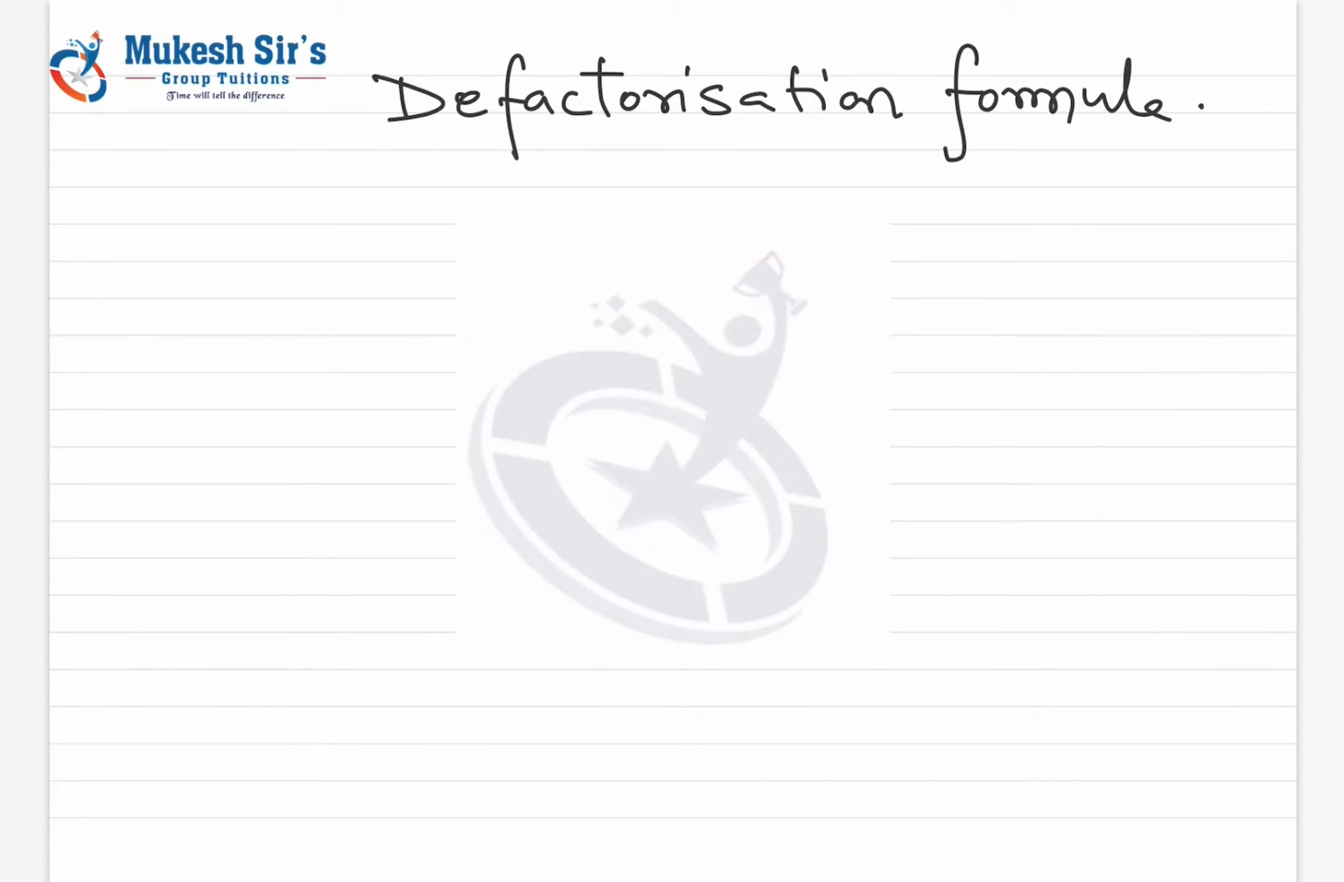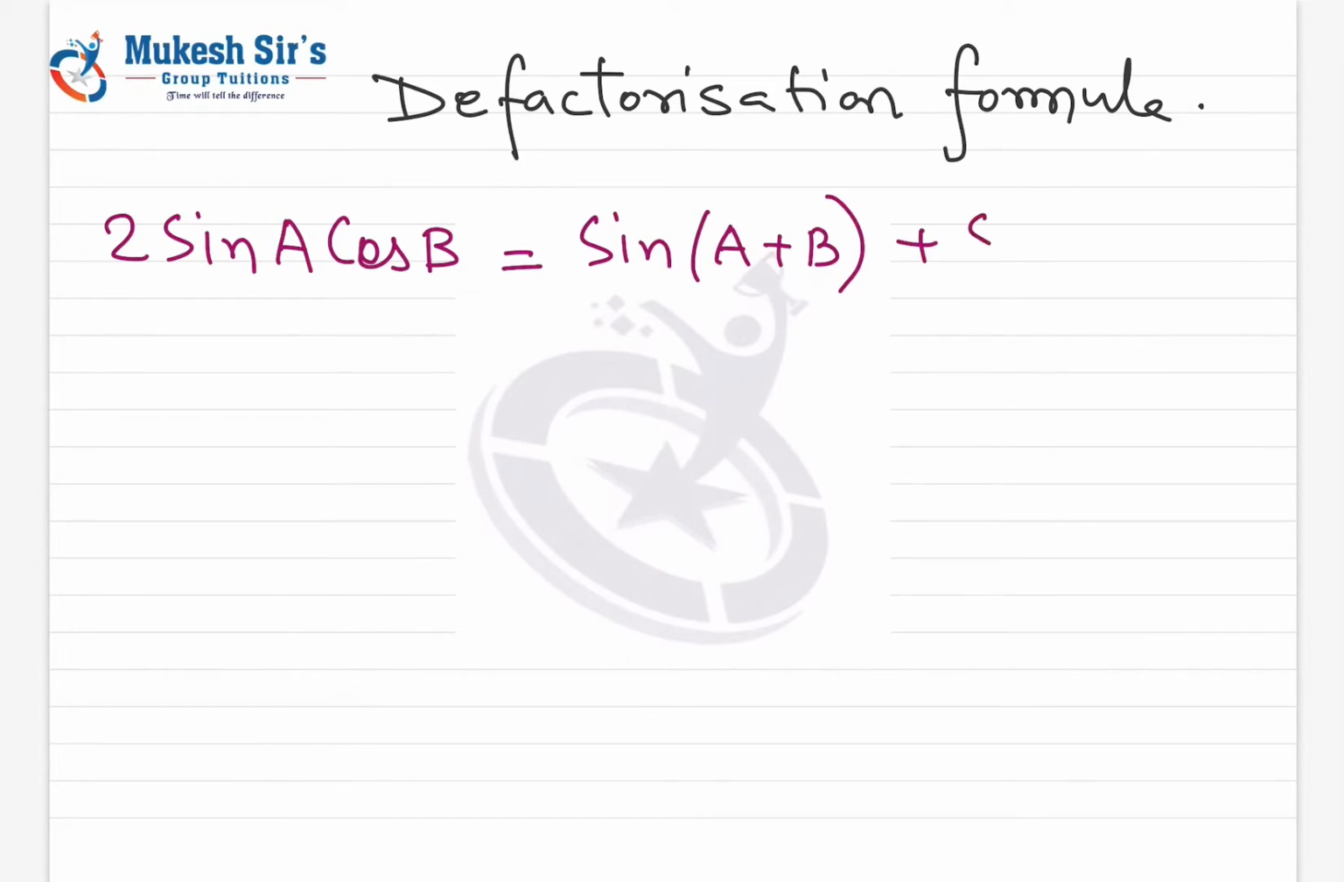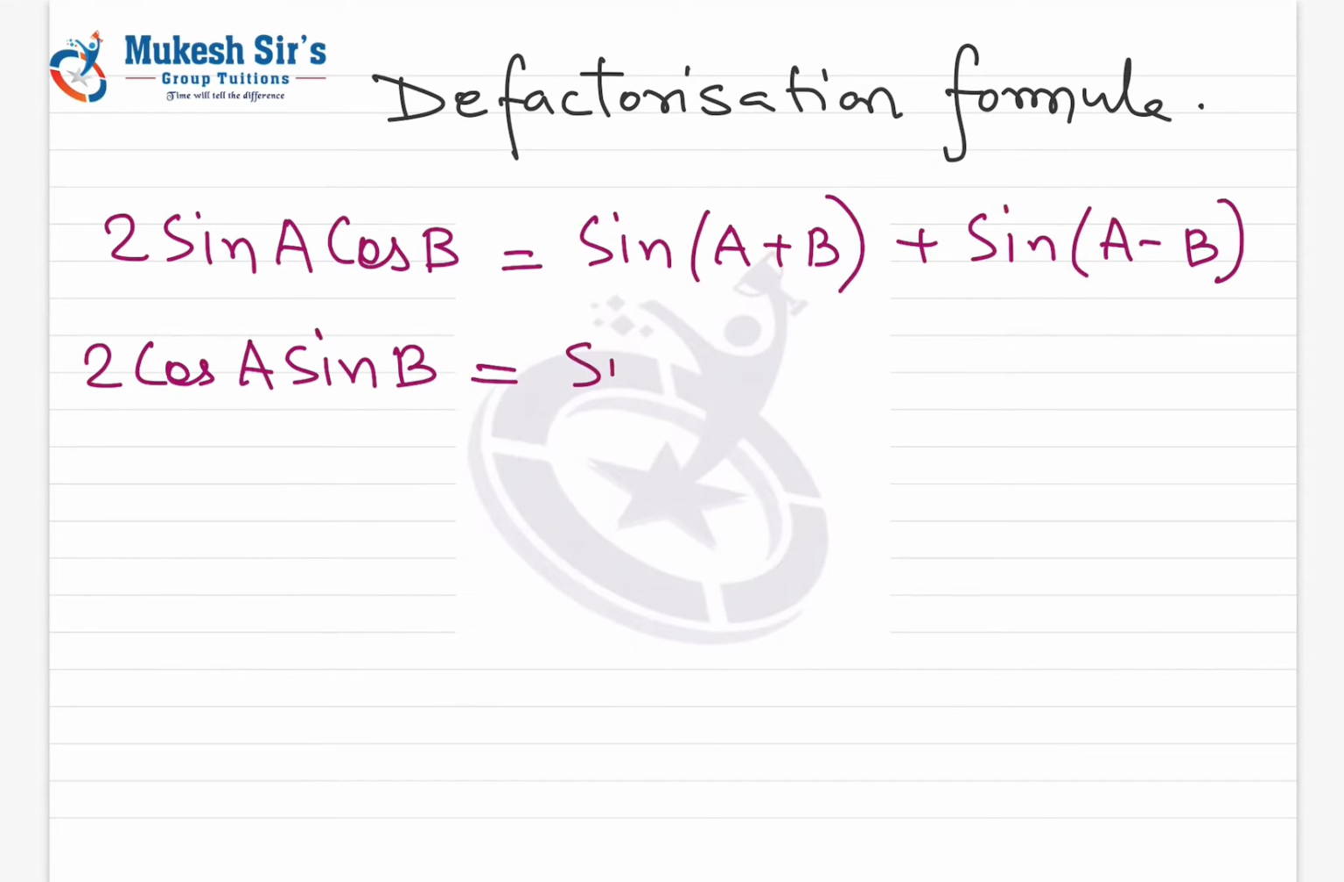Now I hope everyone remembers the formula, or I'll just revise the formula. The first formula is 2 sin a cos b. 2 sin a cos b defactorization was sin of a plus b plus sin of a minus b. Second formula is 2 cos a sin b, sin of a plus b minus sin of a minus b.